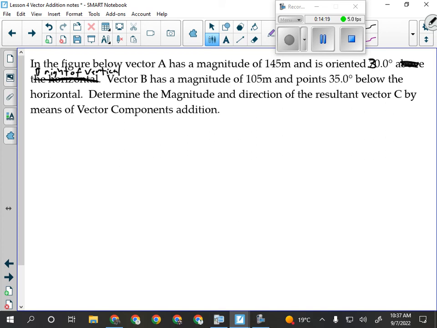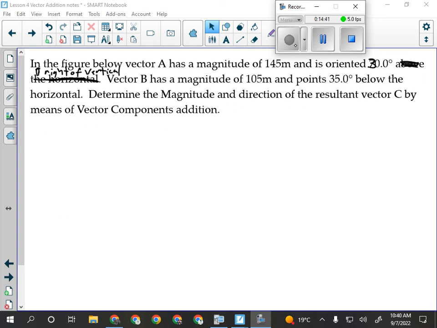We're going to draw the diagram. We're going to find the x's and y's, add the x's and y's, get our resultants, get our vector. So first step in solving a vector addition problem is to draw the vector diagram. Okay, so that's our first thing.